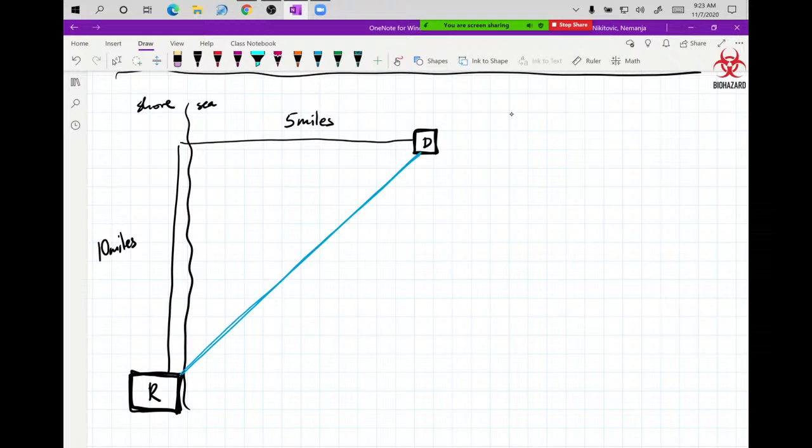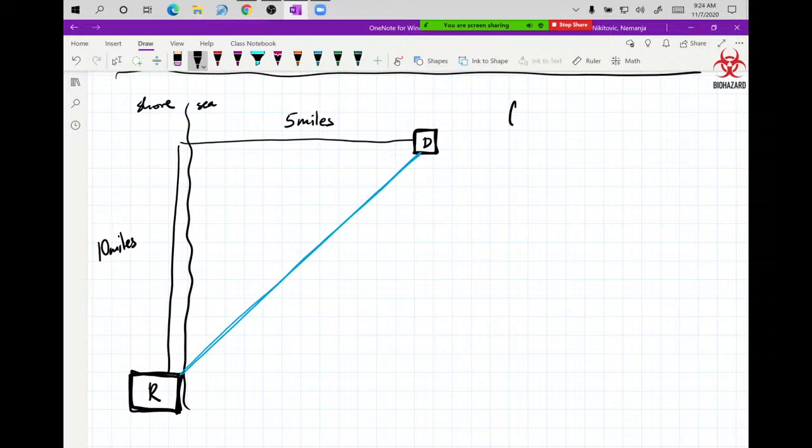Anyway, so we have the option of running the pipe the shortest distance, which is straight through to the shore, and then down the shore to the refinery, or through the water.